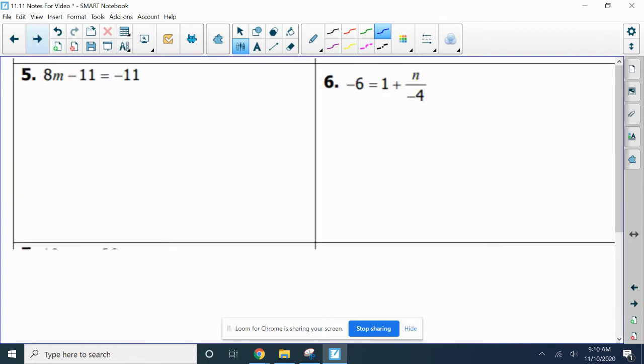All right, so I want you to go ahead and do 5 and 6 on your own. I want you to pause this now and work through them. I'm going to give you a chance to pause, and then when you're done, you can unpause this and we will go through it together.